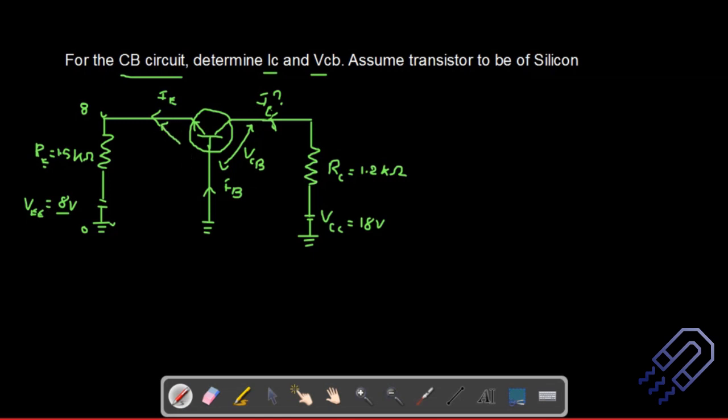And a very important thing is this. It said that the transistor is made up of silicon. So that means the voltage across the base emitter junction will be fixed, and that is nothing but 0.7 volt. So that is why we have written this. This silicon straight away tells me that the voltage across base emitter is 0.7 volt. So you have to find out what is IC and VCB.